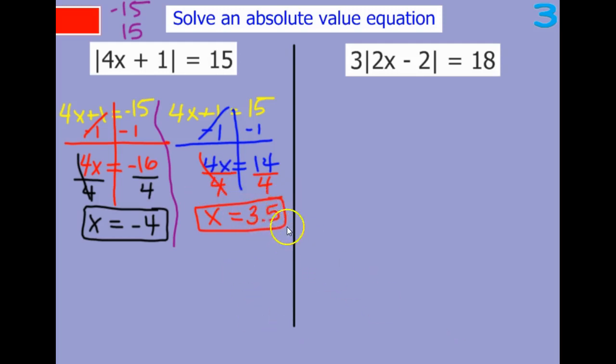Again, if you're not sure if you got an answer that makes sense, plug it back in for x. Multiply 4 times whatever x is, add 1, and then take the absolute value, and it should equal 15.